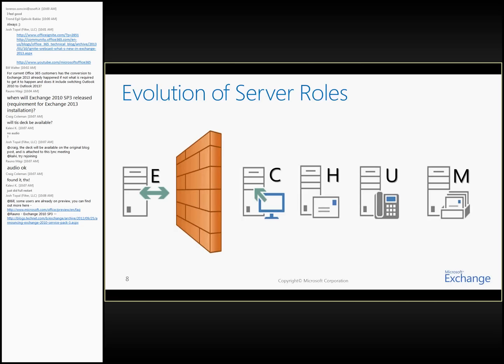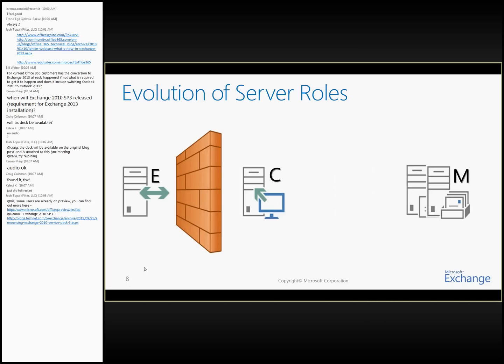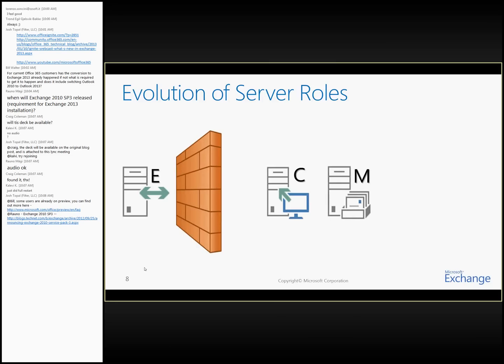The new design takes the components previously found in the unified messaging and in the hub transport and in the client access server roles and moves that functionality into the Exchange 2013 mailbox server role. And a new client access server was developed to act as the connection targets for clients and to proxy or redirect those connection requests to the appropriate destination. And so in Exchange 2013, we have just 2 server roles, client access and mailbox.